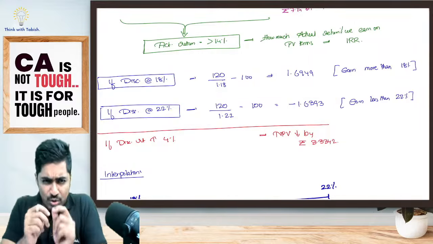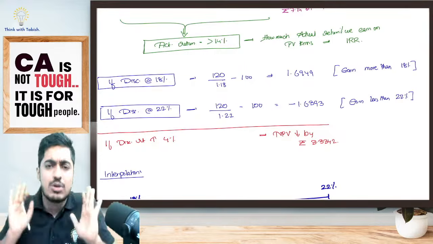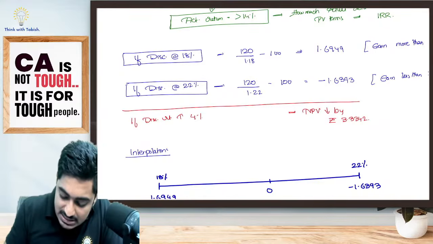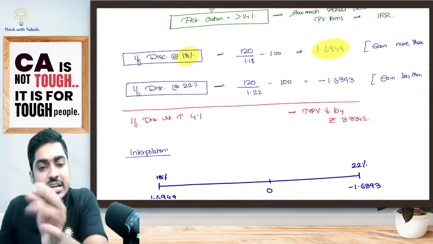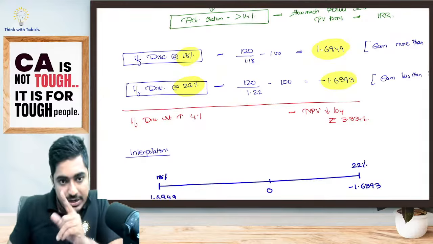Now using this, how do we do interpolation? Most of the students commit a mistake here. Pay attention. Very simple, very logical. Now look at this: am I getting 18%? Yes, sir, I'm getting a bit more than 18%. Am I getting 22%? No, sir, I'm getting a bit less than 22%.